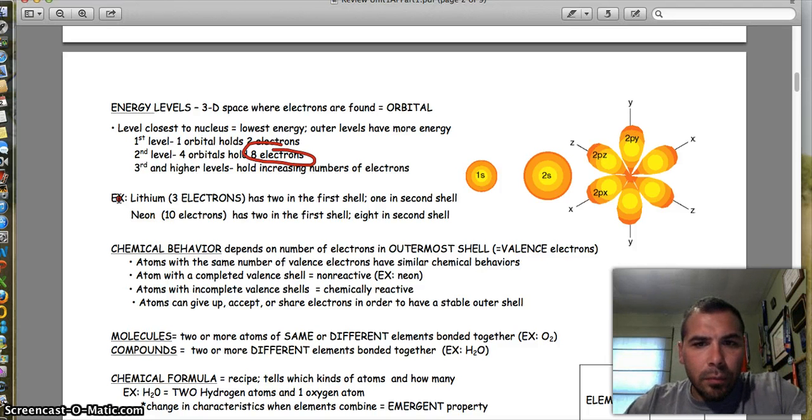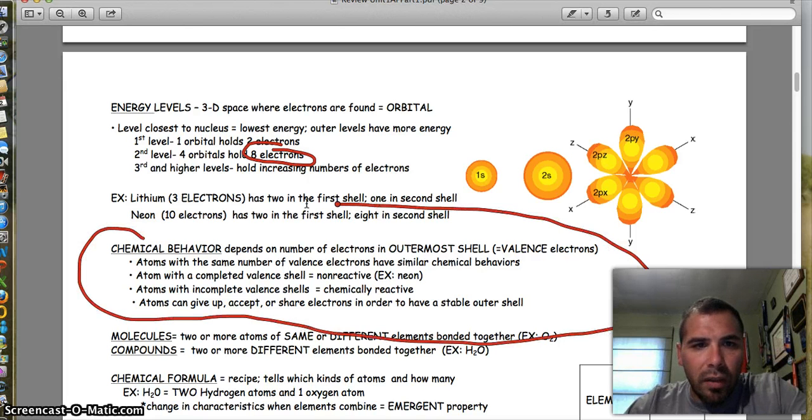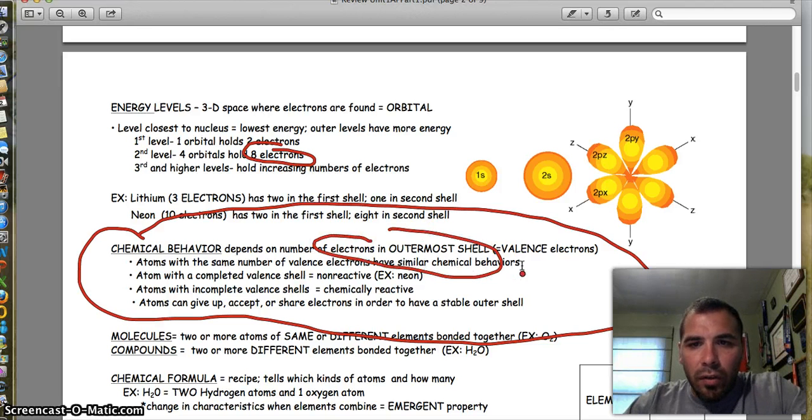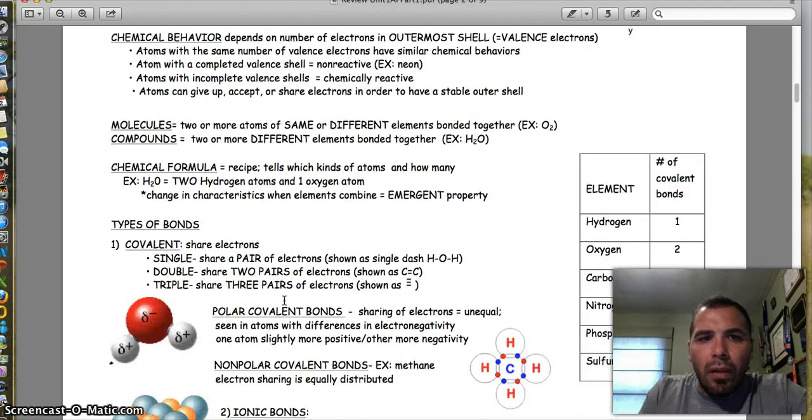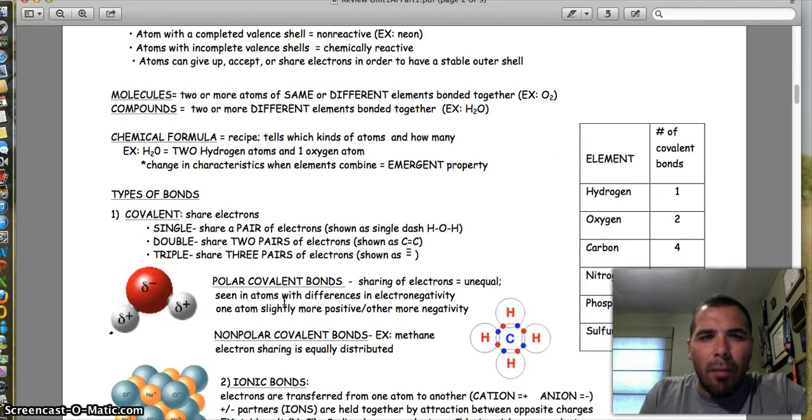So, and again, key here, as we've already seen on our quiz, the chemical behavior depends on the number of electrons in the outermost shell. Those are your valence electrons, and that'll determine if it's ionic or covalent. So those are the kind of things you should look over from chapter 2. There's the whole idea of molecules and compounds. I think we know that. I think we're right on chemical formulas. All right.